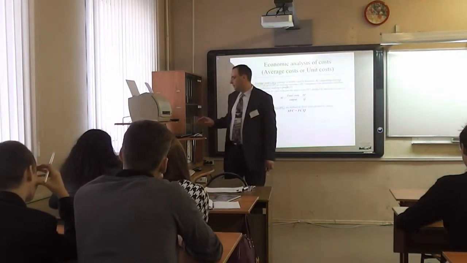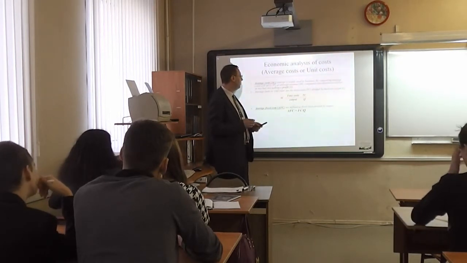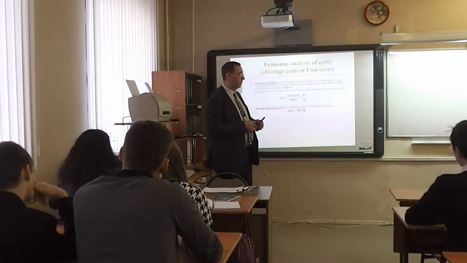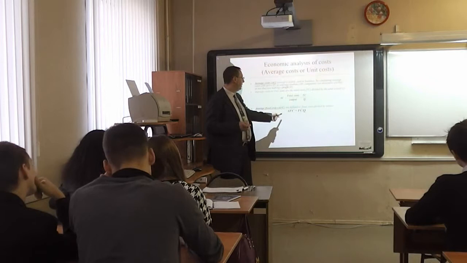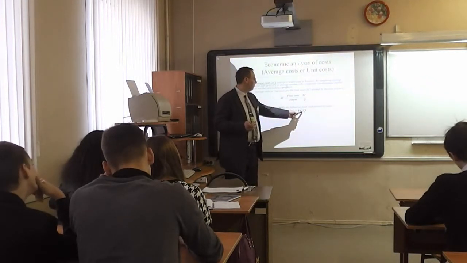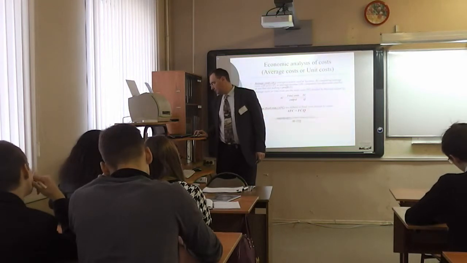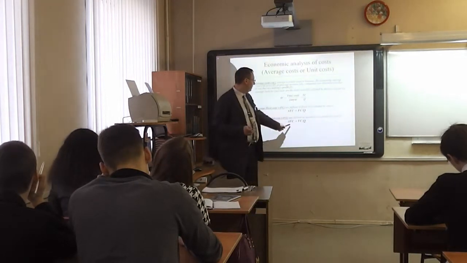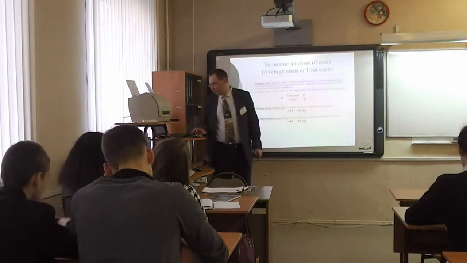Since we split total cost into two parts, now we are considering also average costs, but we also need to divide them into two parts. Average fixed costs are defined as fixed costs divided by output or by quantity. Quantity and output, they are synonyms. And average variable cost, the formula is the same: variable cost divided by quantity.